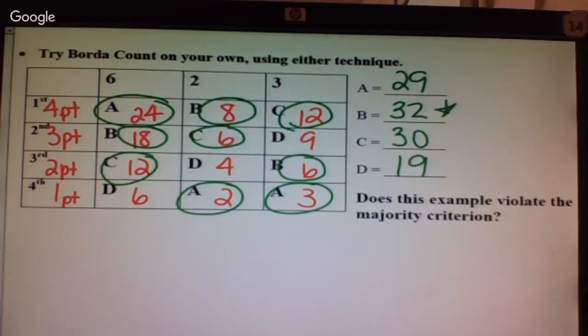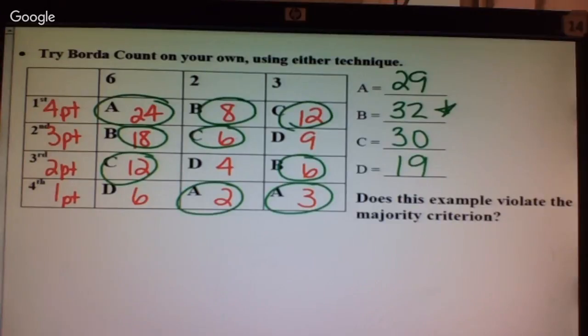The question asks, does this example violate the majority criterion? Who has majority votes? If you look at the selection, not doing the Borda count, who has majority? Just looking at the preference schedule itself. They're all equal.